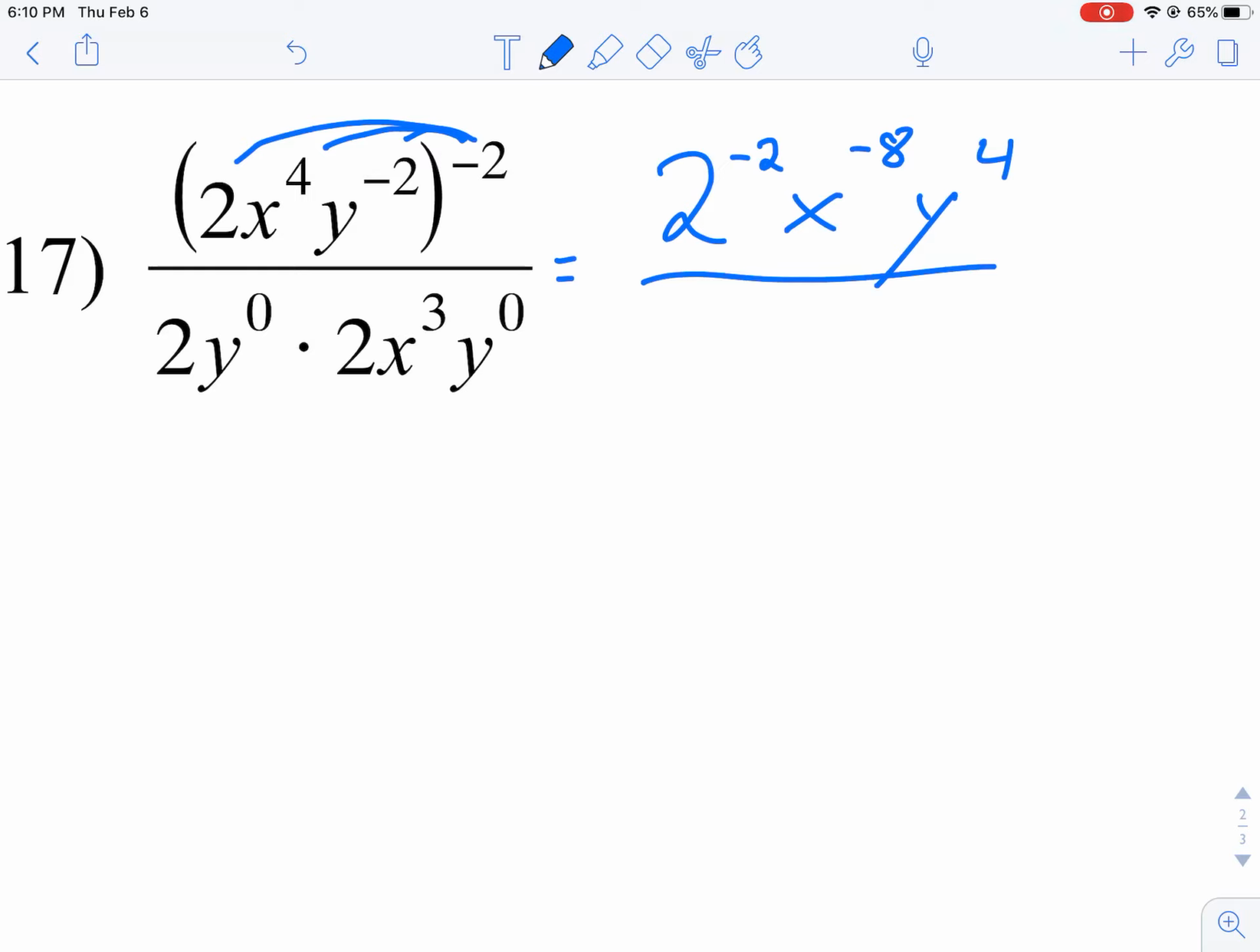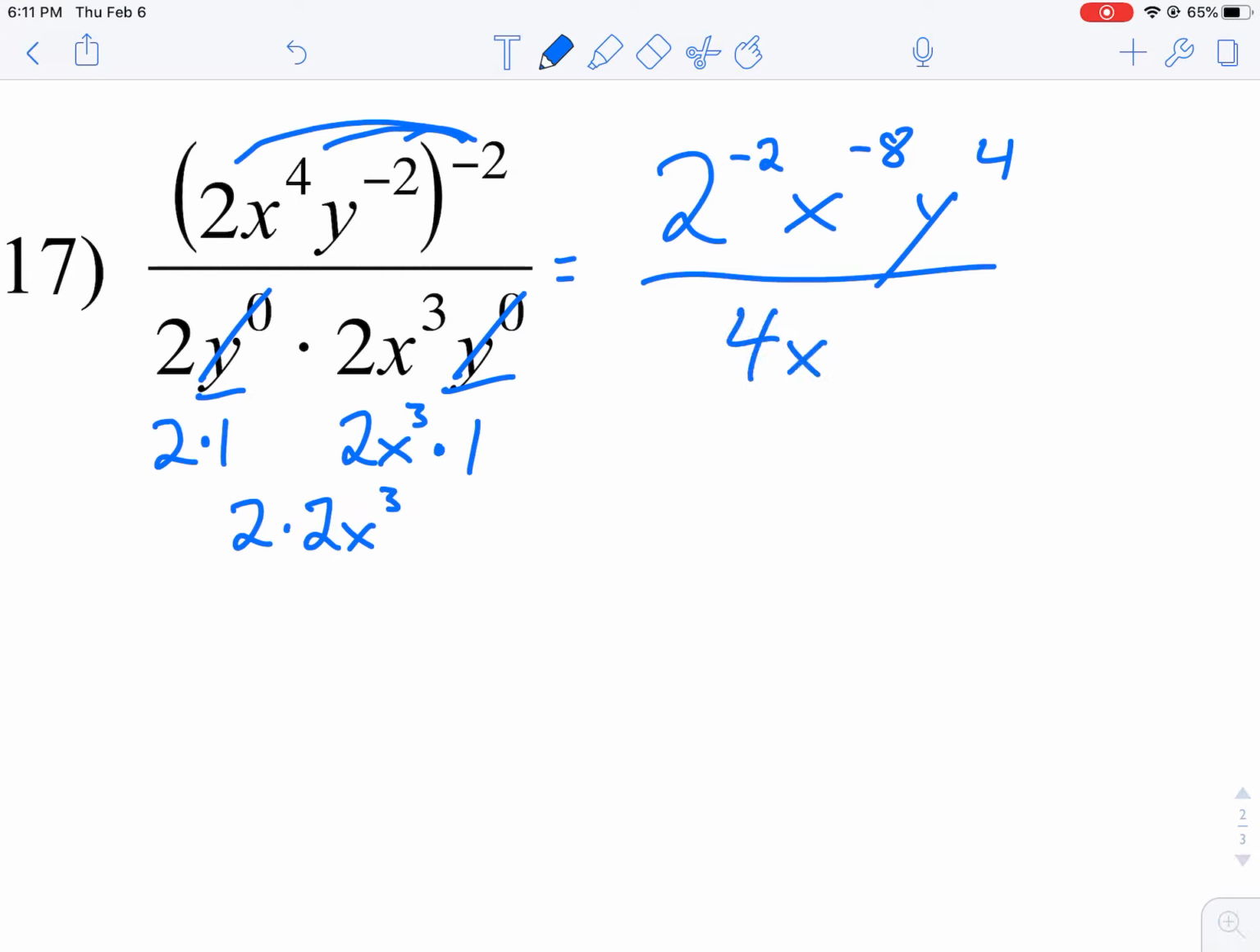When something has an exponent of 0, it's always going to be 1. So this y to the 0 here and y to the 0 here, they're both going to become 1. So this essentially becomes 2 times 1 and 2x to the 3rd times 1, which, I mean, times 1 in anything is just going to stay what it was. So I have 2 times 2x to the 3rd, which gives us a 4x to the 3rd.